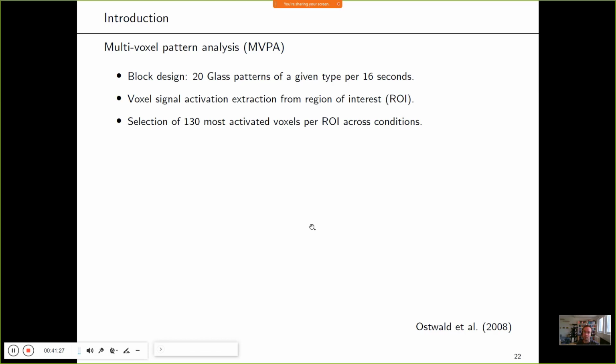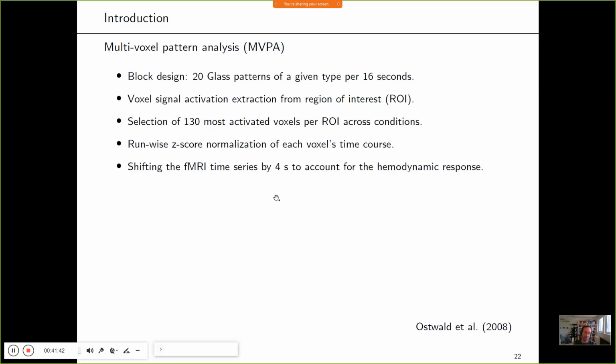Then you have many voxels from each region, so we chose the 130 most activated voxels over conditions. We normalized each time course, and to account for the hemodynamic response, we shifted the data with respect to the stimulus by 4 seconds. You can also call this the poor man's hemodynamic response modeling. Then we averaged the data points in one experiment block so that we have the prototypical activation pattern for a specific Glass pattern type.